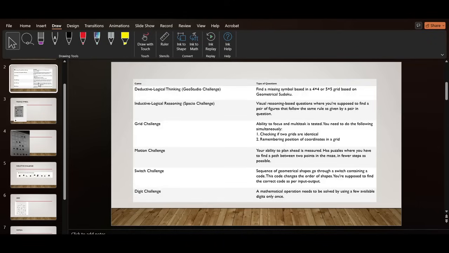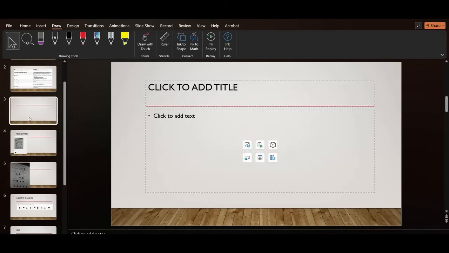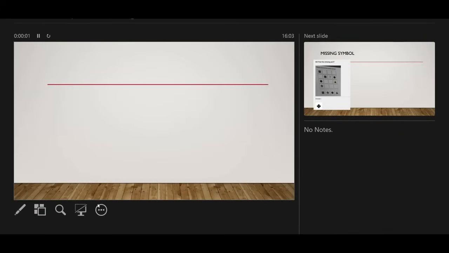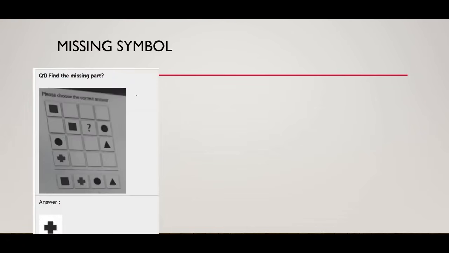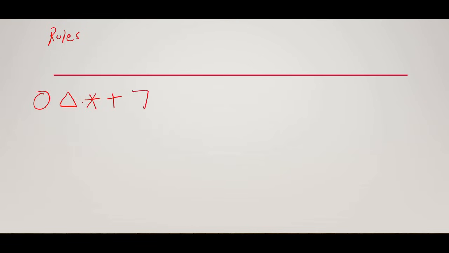So in this kind of game, what kind of questions do we get? Let's discuss. First of all, this is a Sudoku game. Now in a Sudoku game, what are the rules? Suppose there are a total of 5 symbols. Suppose one symbol is a circle, then a triangle, then a star, then a plus. So these are the 4 symbols, and there is a square. So these will be the 5 symbols.